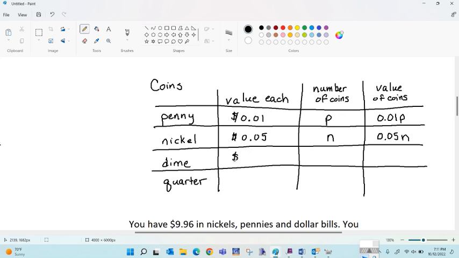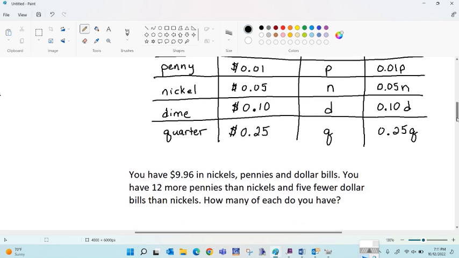A dime is worth 10 cents. It looks like this. Yes, I have this extra zero here, but it helps you think of the dimes a little bit better. So if I have this many dimes, then the value of my coins is 0.10d. And a quarter, similarly 0.25. So if I have Q quarters, it will be 0.25 times the number of quarters. You probably know that, but just to make that make sense to you.